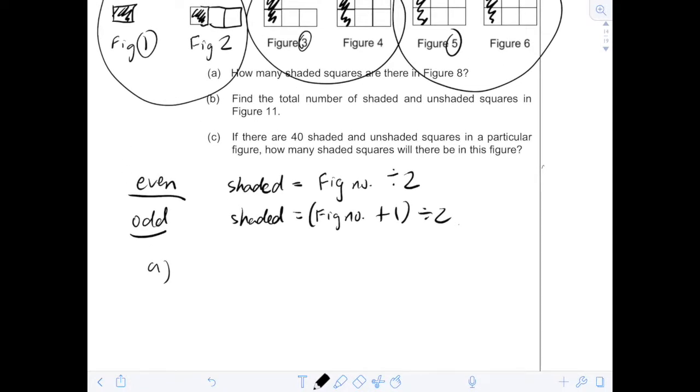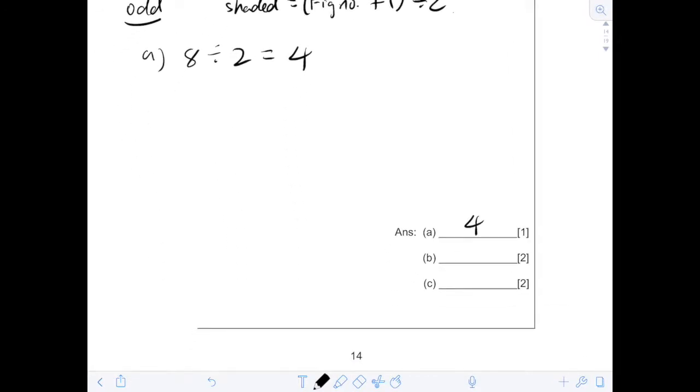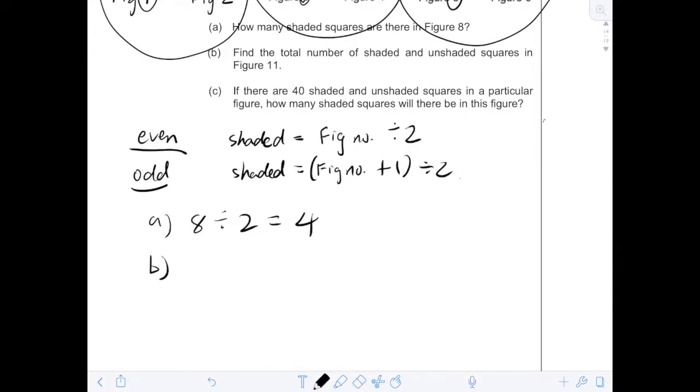You want this for figure 8, right? All you need to do is, 8 is an even number, so you just take 8 divided by 2, which will give you 4. So the answer for A should be 4. Now how about B? Using the same formula, now it's an odd number, we're going to fit it in. You'll be able to find the shaded figure for figure 11. Under the odd one, all we need to do is take the figure number, which is 11, then plus 1. After that, you divide it by 2. Now remember, other operations, you always do those in brackets first.